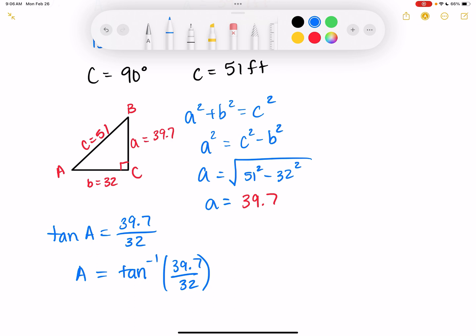That's what I was using earlier on accident. That would also explain why you were getting what you were getting. So hit second in that, which will give you this: 51.13 or 51.1. So angle A is 51.1 degrees.